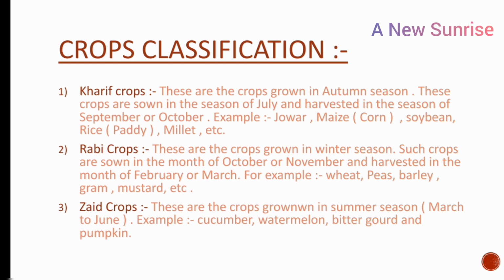Next comes Zaid crops. These are the crops grown in the summer season. They are actually grown between March and June. Some examples of such crops are cucumber, watermelon, bitter gourd, and pumpkin.